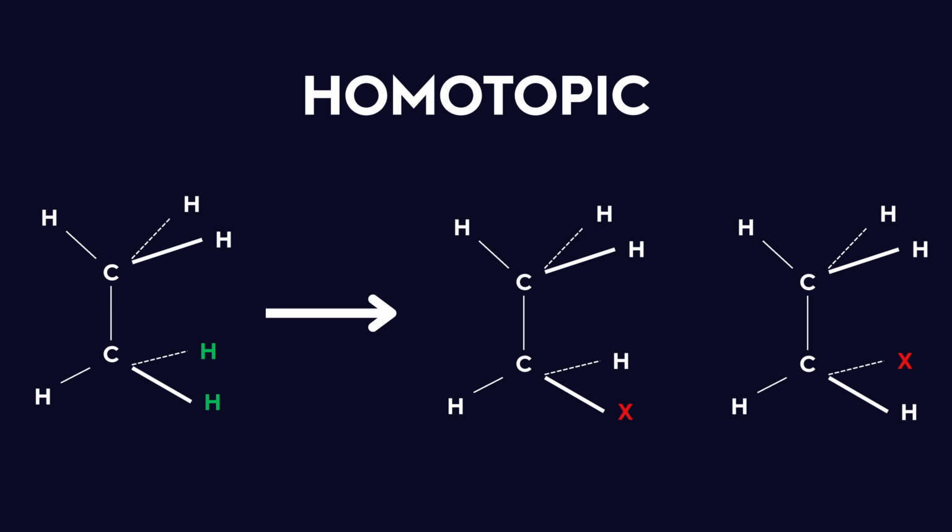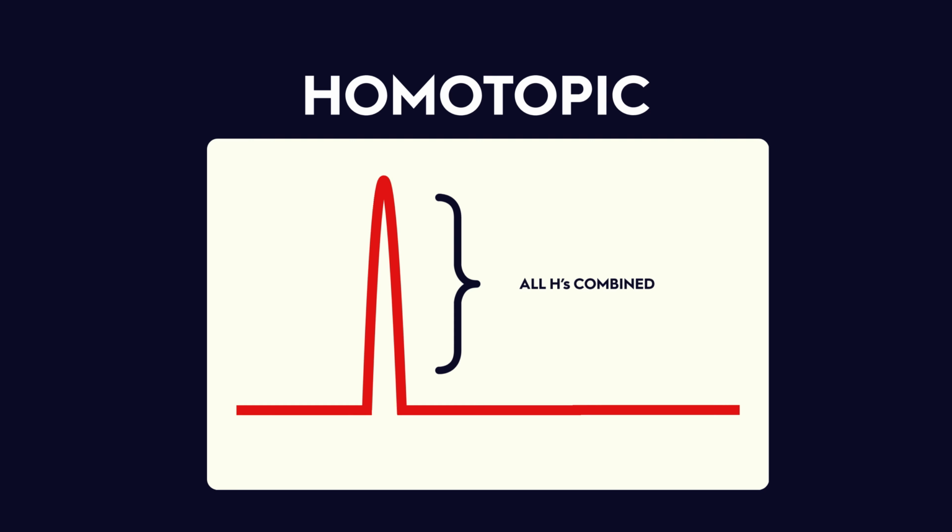Next, case 2, homotopic. If the replacements give identical molecules, the protons are homotopic, chemically equivalent. They collapse into one signal, with integration reflecting the total number of those hydrogens.